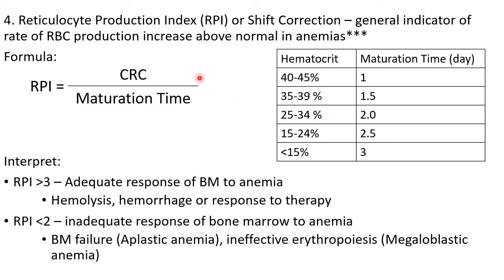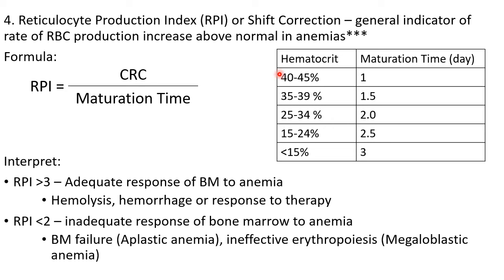Okay, let's proceed with the RPI or reticulocyte production index, or in other books, shift correction. From the name itself, isn't it a bit confusing compared to the previous CRC? CRC is corrected reticulocyte count or reticulocyte index. So, let's not get confused by those two terms. Okay? Which is better to use for anemic patients? RPI is more accurate because we take into consideration the maturation time of the reticulocyte in the bloodstream.